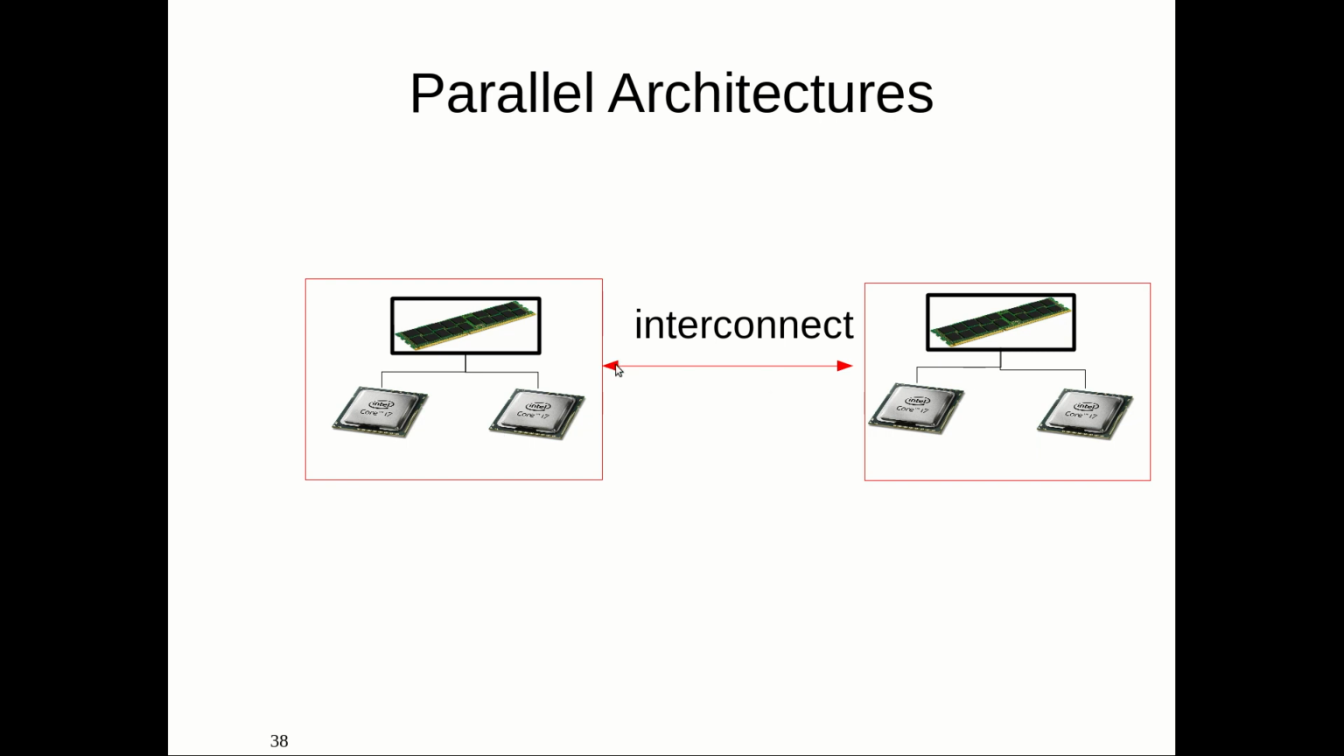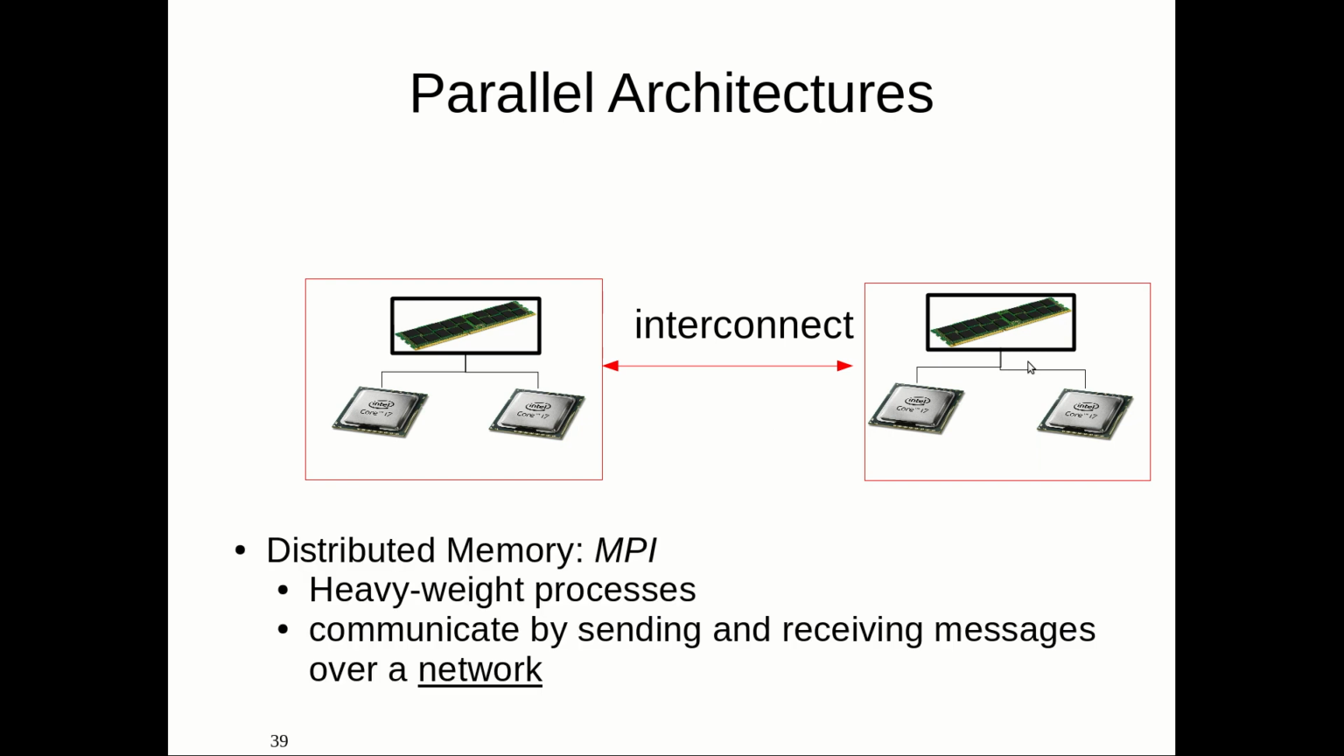And this is connected via some sort of interconnect, typically InfiniBand or gigabit Ethernet or something like that, to another node, like to another shared memory system. And so that's what we call distributed memory. The typical programming paradigm here is MPI, the message passing interface. Here what we use per node, per shared memory system, are heavyweight processes that communicate to each other over the network by sending and receiving messages.